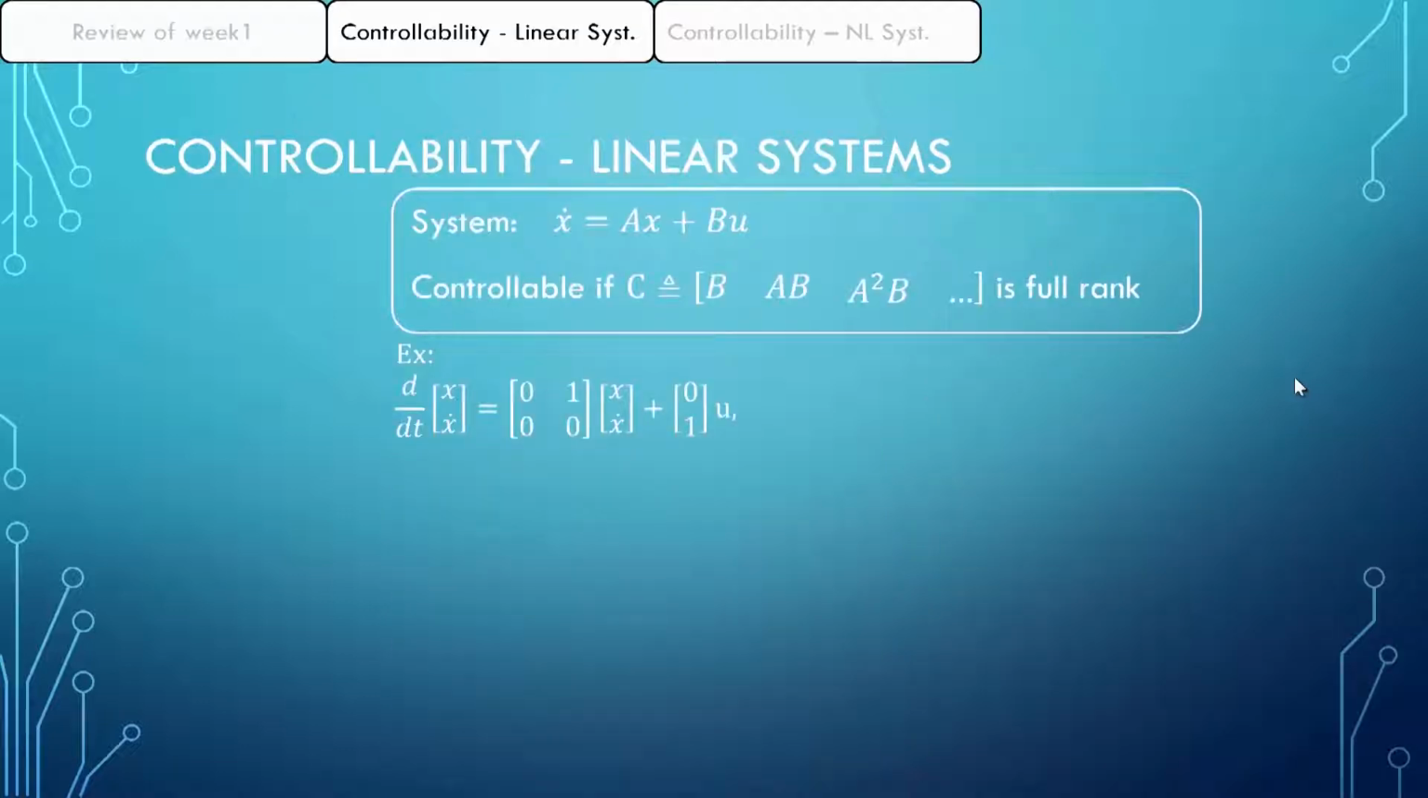Controllability lemma: given a linear system, a linear time invariant system, because A and B are assumed to be constant coefficients. This system is said to be controllable if this C matrix, which is the B vector and another vector, the product of A and B, A squared B, is full rank. Then we say the system is controllable.